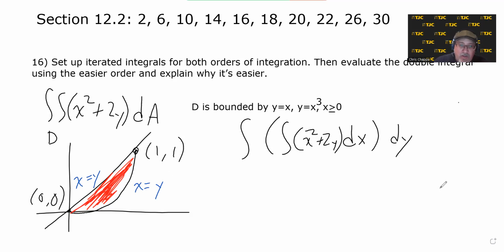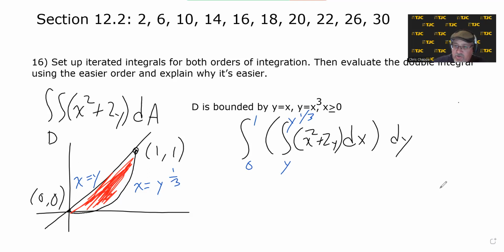No. y is equal to x cubed, which means x is equal to the cube root of y, or y to the 1/3. Which means for our inner integral, we would be going from y to y to the 1/3 power, or the cube root of y, if you will. And then the outer integral, we would need to know what y equals as constants on the bottom and top, which is 0 to 1.